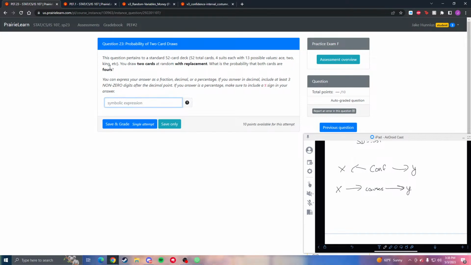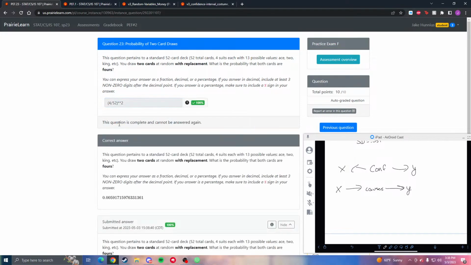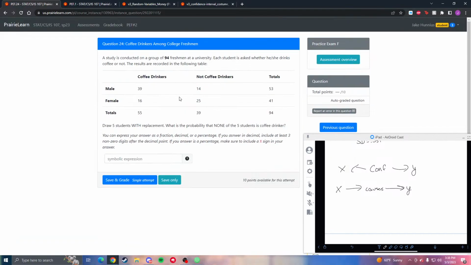So if we draw 2 cards at random with replacement, so we draw a card, look at it, put it back, what's the probability that they're both 4s? The probability of drawing one 4 is 4 over 52, because there are 4 4s in the deck of 52 total cards. And then the probability of drawing 2 in a row, you square it, you multiply it by 4 over 52 again. That's how you do it.